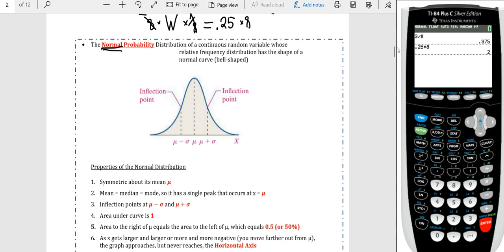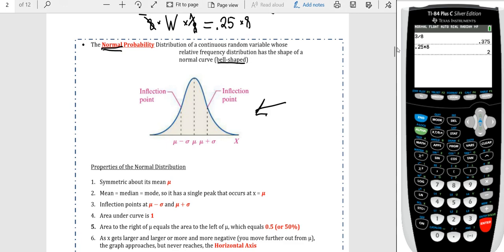A normal probability distribution is a continuous random variable whose relative frequency distribution has the shape of a normal curve, otherwise known as a bell-shaped curve. So this right here, this familiar looking shape, this is what we call a normal curve.